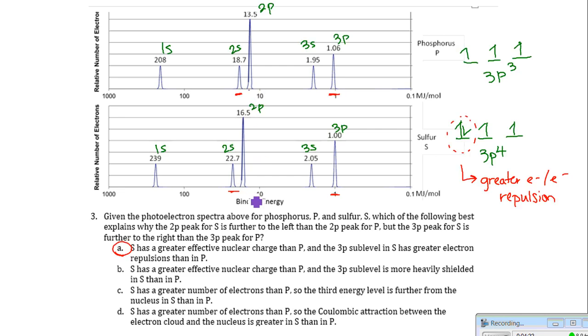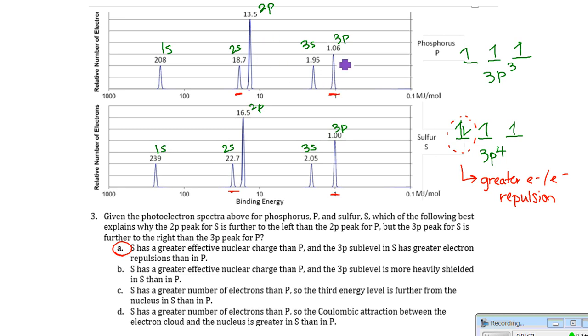Okay. Why does sulfur have a greater binding energy and phosphorus has a lower binding energy? Well, sulfur has 16 protons, phosphorus only has 15. So the fact that I'm in the same energy level, same type of orbital, sulfur has more protons, so its binding energy will be greater than that of phosphorus.